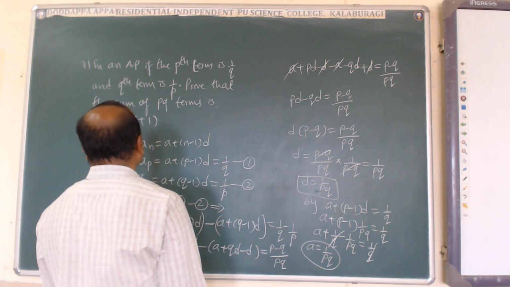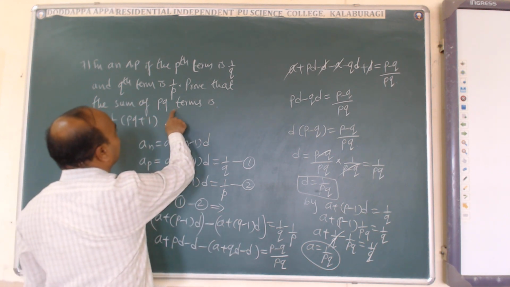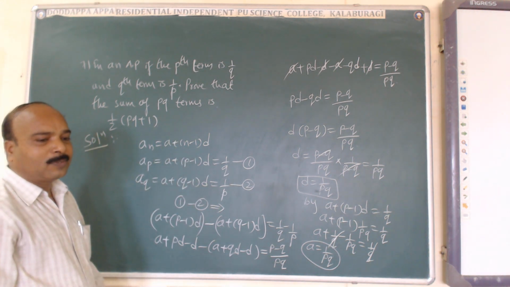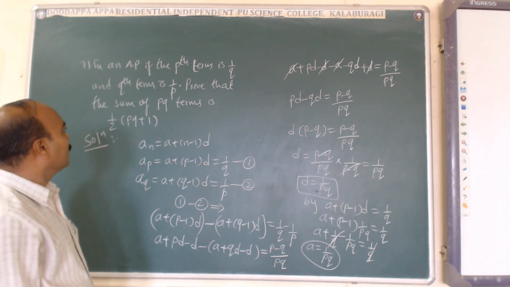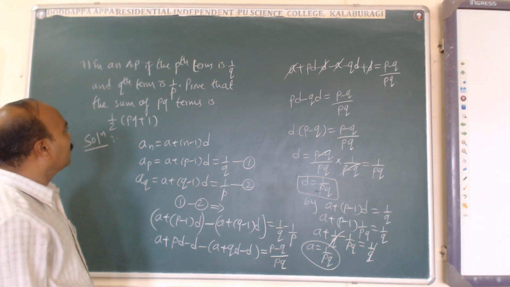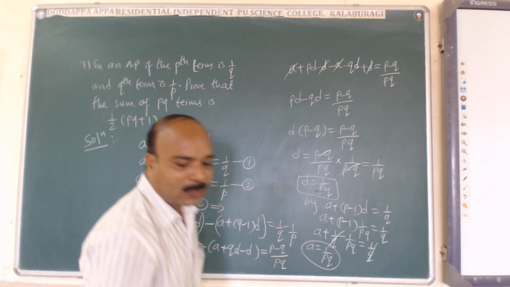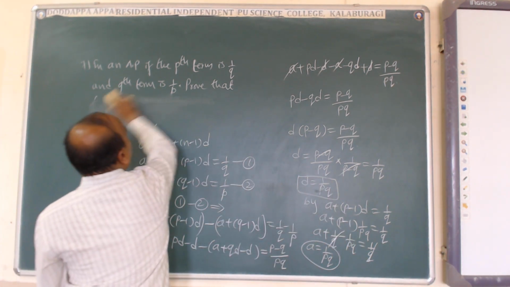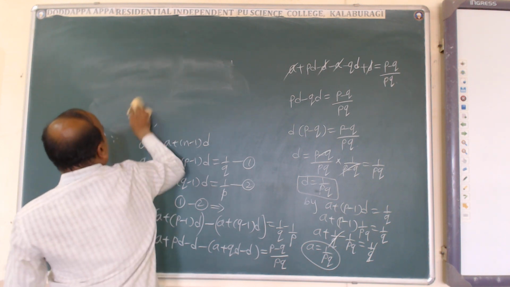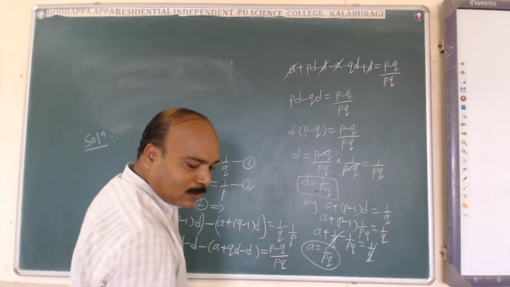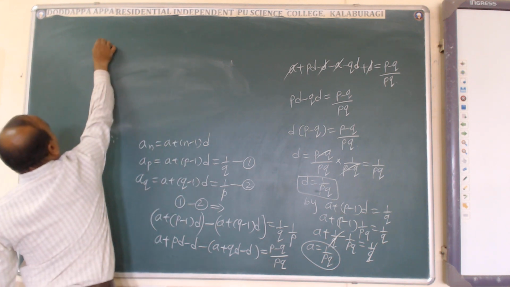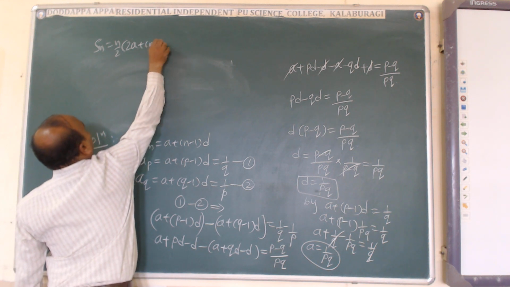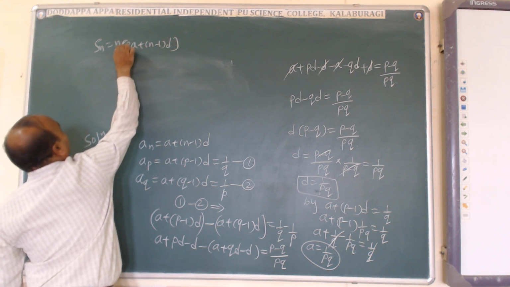Now what you are asked here? The sum of pq terms is 1 by 2 times pq plus 1. That you have to prove. Sum of pq terms means first you write the formula for the sum of n terms of an AP. So for that you can use the Sn formula. So Sn equals what? It is n by 2 into 2a plus n minus 1 into d. It is the Sn formula.